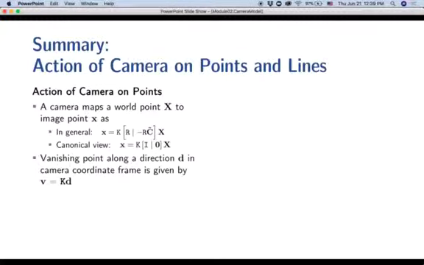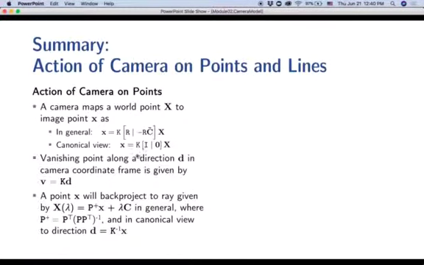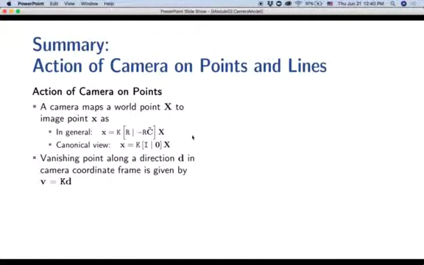The vanishing point along the direction d, this d is a vector defined in the camera coordinate frame. The canonical frame is given by v is equal to Kd. Again, a very simple relationship. All you have to do is identify that direction. Given a picture, identify that direction in your camera coordinate system. If you can do that, you can just find the vanishing point directly. Or the converse of that, if you can identify the vanishing point, you can find the direction by inverting this K.